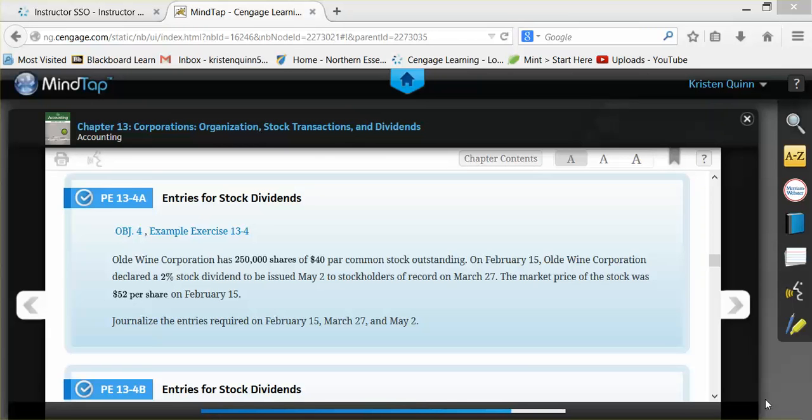In this example, we as the corporation are giving to our stockholders additional shares of stock as a dividend rather than cash. On February 15th, the date that we declare the dividend, it becomes legally binding to the company, so we have to record an entry. Stockholders that are on our record as of the end of the day on March 27th will benefit from the stock dividend, and we will send the stock certificates to the stockholders on May 2nd.